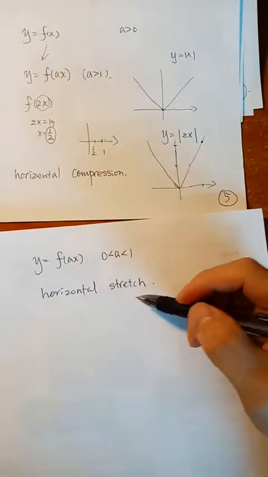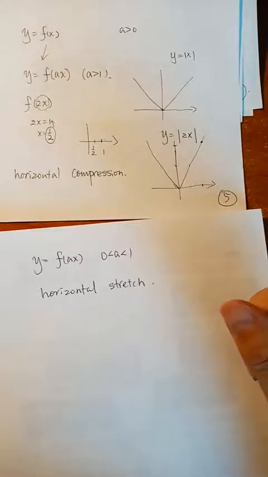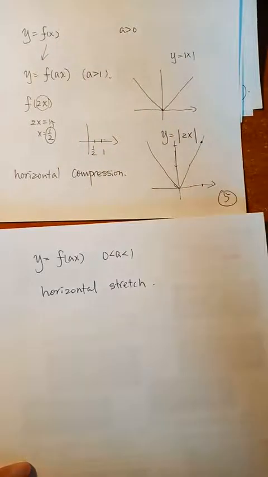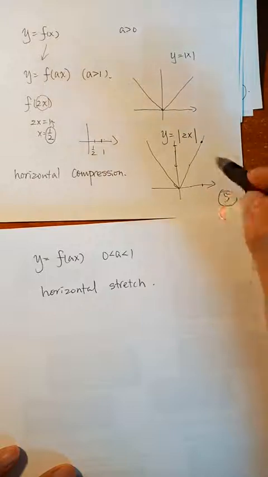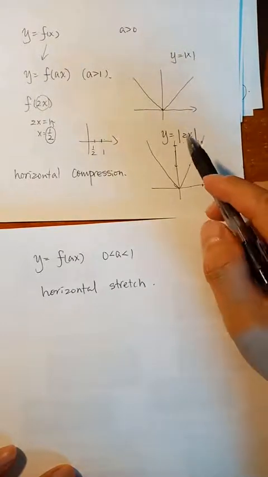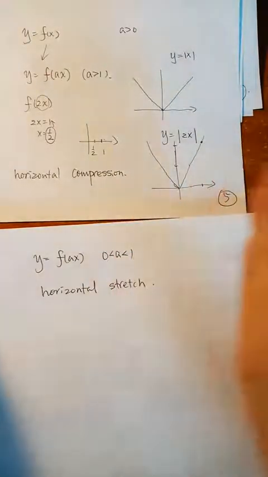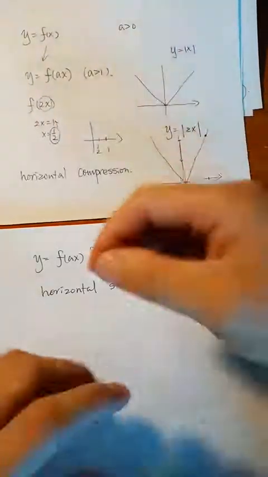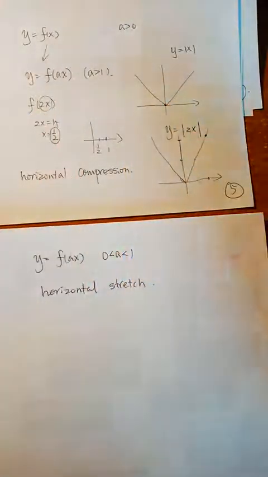Okay, horizontal stretch if a is between 0 and 1. Horizontal compression if a is greater than 1. So whenever you are not so clear about these concepts, just use absolute value of x to demonstrate. You consider it in the horizontal sense or in the vertical sense. Here in the vertical sense it's a stretch, but in the horizontal sense you compress it, so it's a horizontal compression.